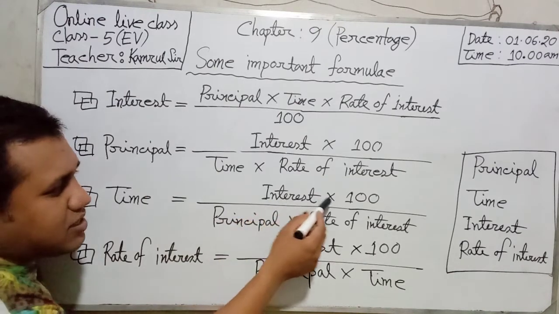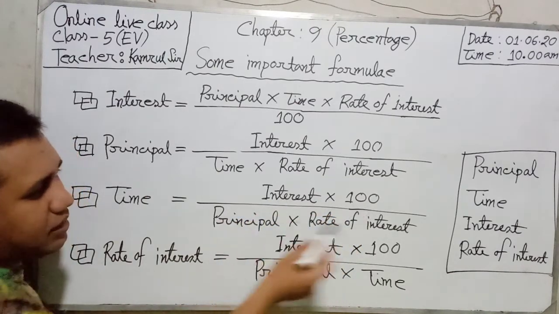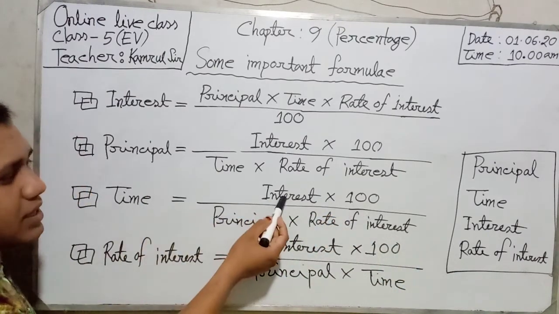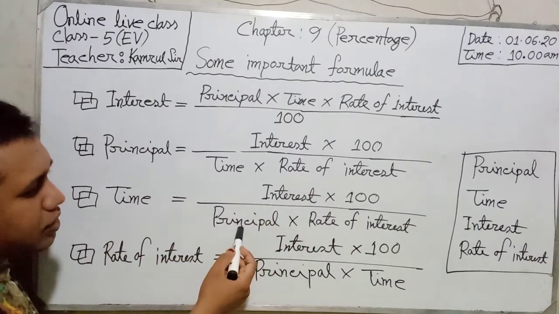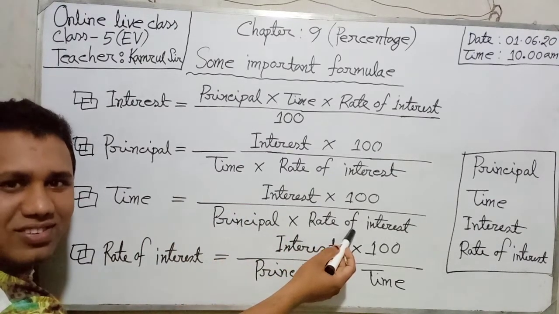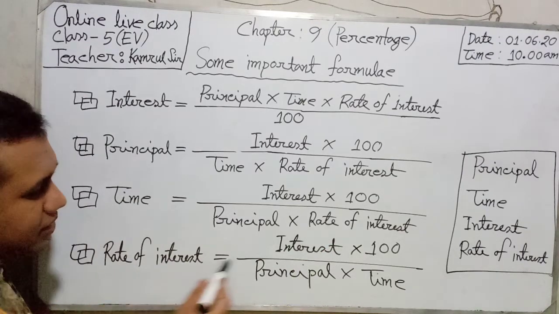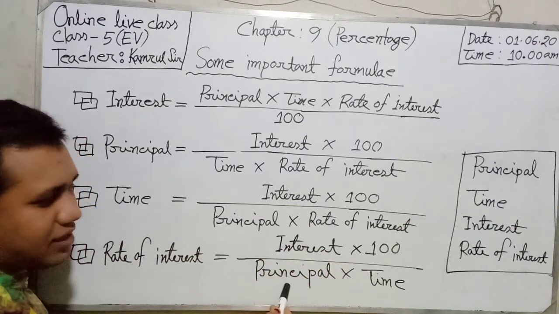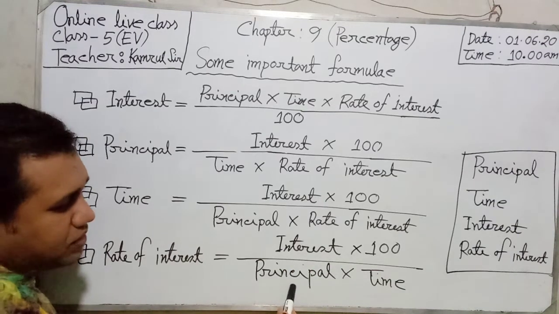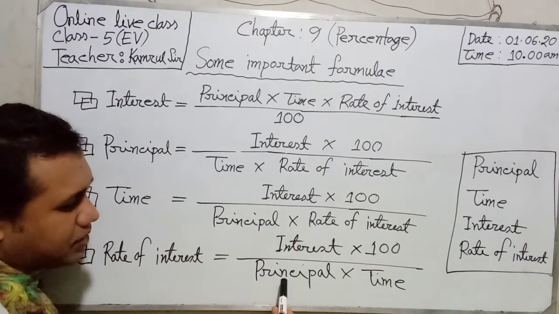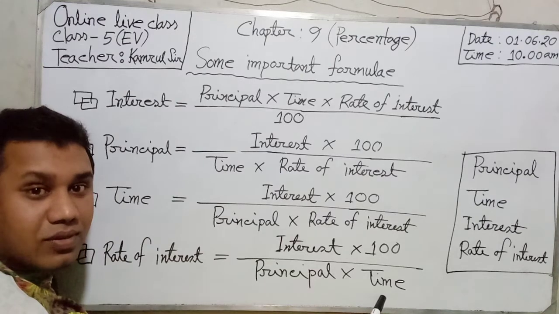Similarly, interest into 100 and remaining... which ones remaining? Time and interest are already written, so remaining are principal and rate of interest. Now look, the last one, rate of interest: interest into 100 and the remaining two, principal and time. So I have written principal into time.